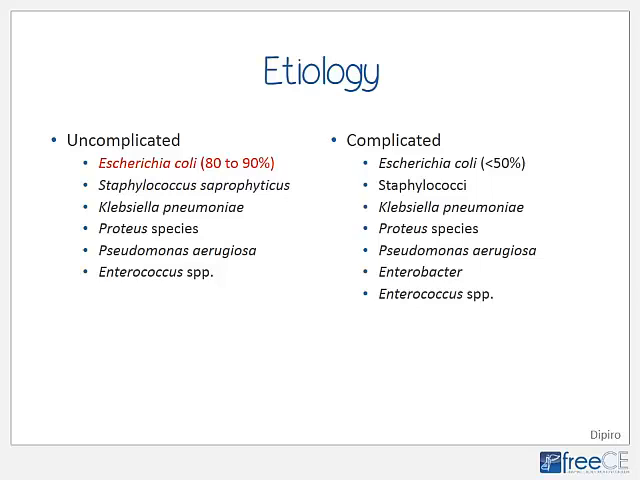In general, the bacteria that cause urinary tract infections usually originate from the bowel flora of the host. If you can remember that, you don't necessarily have to memorize these lists. It gives you a better sense of what types of organisms you're going to be thinking about. Now, uncomplicated urinary tract infections predominantly are caused by E. coli, 80 to 90% of the time. Some other organisms that can cause uncomplicated urinary tract infections but are not nearly as prevalent are Staphylococcus saprophyticus, Klebsiella pneumoniae, Proteus species, Pseudomonas, and Enterococcus species.